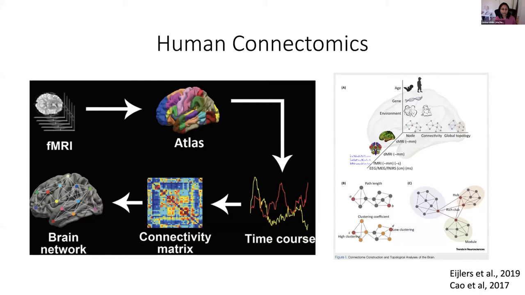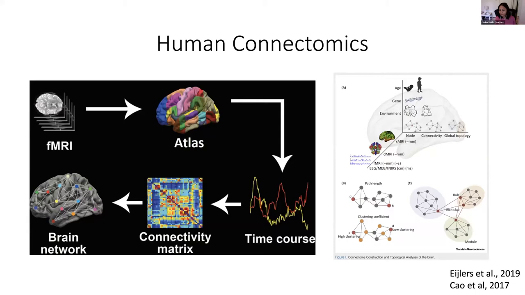And then in connectomics, we often do network analyses where we treat each brain region as a node. We can treat either a functional or structural connection between two brain regions as an edge. And of course, all kinds of metrics can then be computed on those graphs at that point.